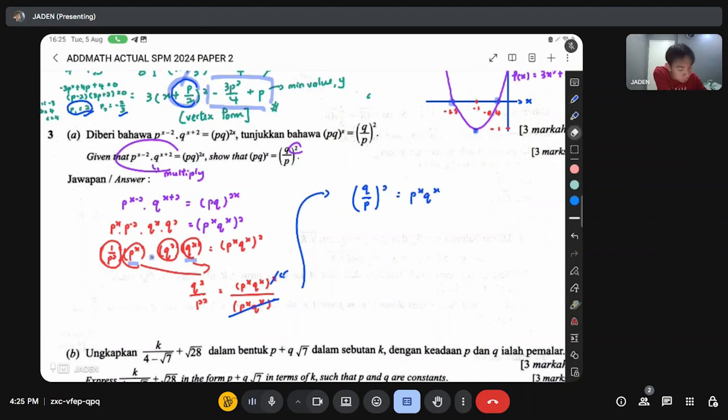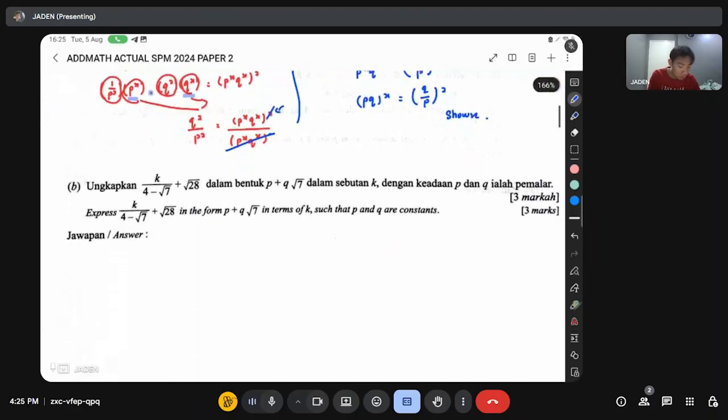Okay, now if you look closely based on this equation, the (pq)^x is actually p^x q^x. So you have actually done the work already. You just have to write here p^x q^x equal to q over p square. Let me reform this one as (pq) bracket x equal to q over p square. And then that is how I showed that (pq)^x is actually q over p squared. 3 marks. Okay, so job done. That's number 3a. We're going to move on with 3b.